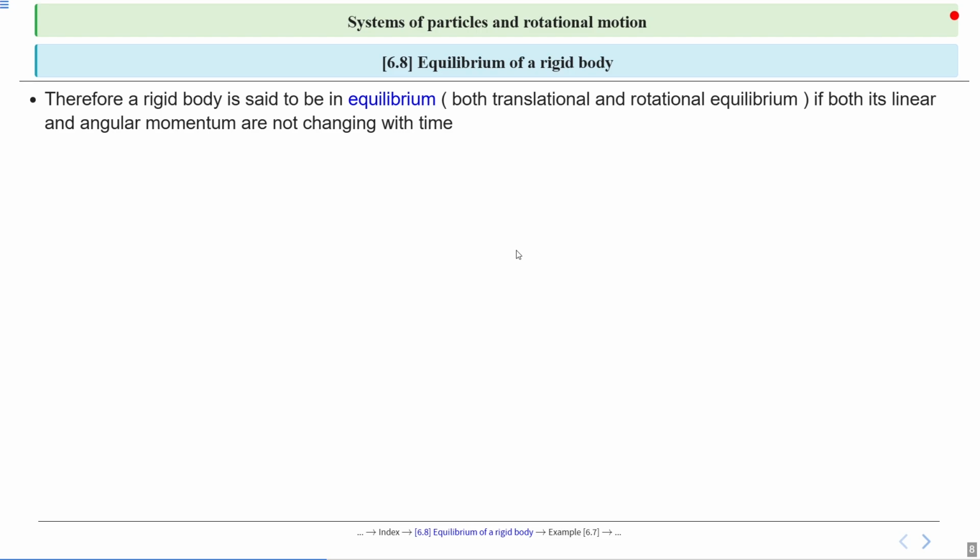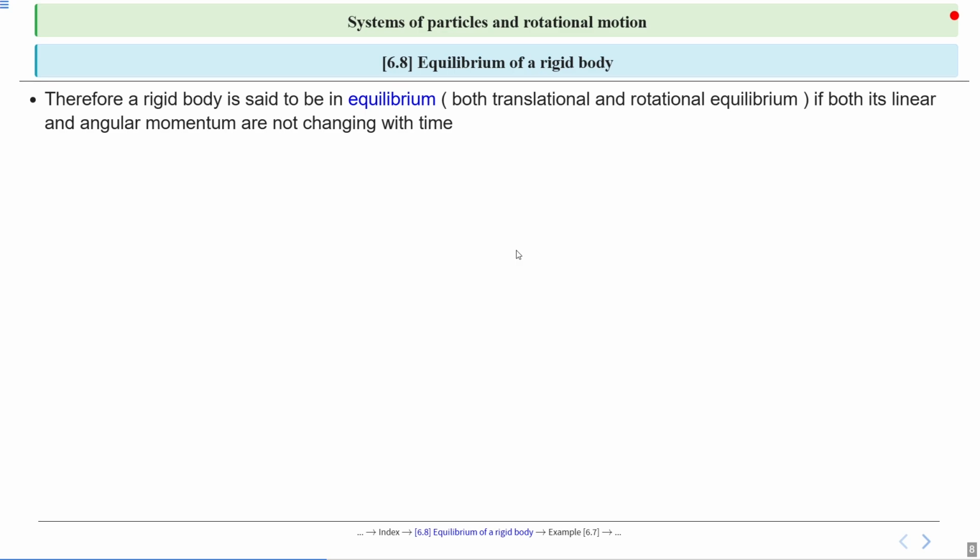Equilibrium of a rigid body. A rigid body is said to be in equilibrium, both translational and rotational, if both its linear and angular momentum are not changing with time. So in translational equilibrium, there is no linear acceleration. And in rotational equilibrium, there is no angular acceleration, and the angular velocity is constant.